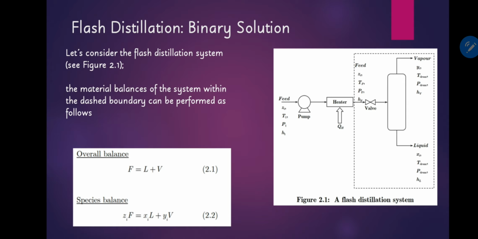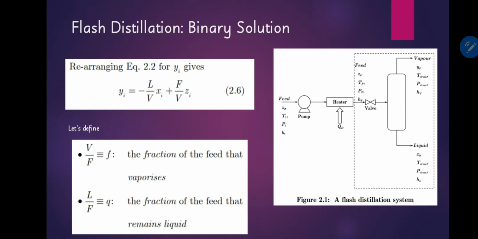Let's consider the flash distillation system again. Let's see figure 2.1. The material balance is just a repetition. So that would just be F is equal to L plus V. And the species balance is just Zi F is equal to Xi L plus Yi V. So if we rearrange that to isolate Yi, we will have Yi is equal to negative L over V Xi plus F over V Zi.